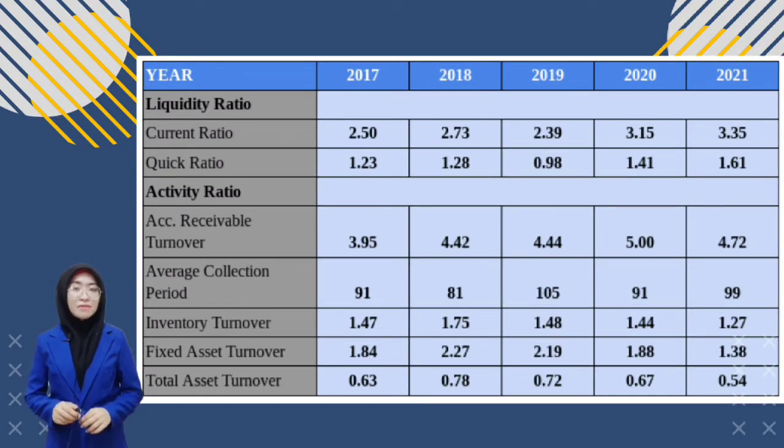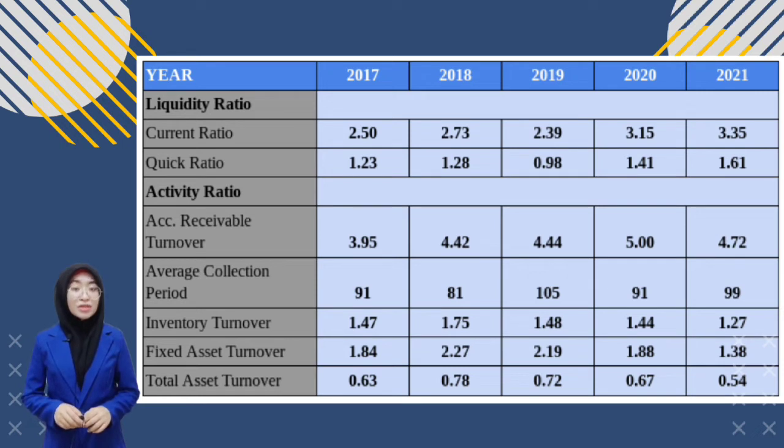Firstly, liquidity performance. For the current ratio, we can see that there is a slight increase from 2017 to 2018. Then, in 2019, the current ratio decreased, and there is a major increase from 2020 until 2021. For the quick ratio, we can see that there is a slight increase from 2017 to 2018. Then in 2019, the ratio decreased, and there is a major increase from 2020 until 2021.